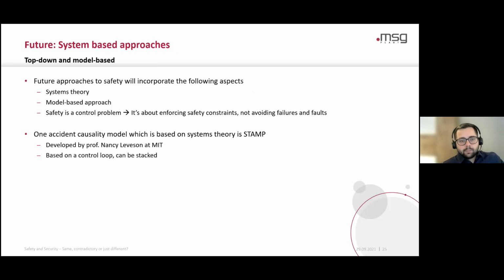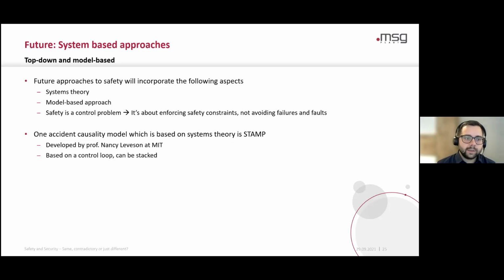Are there any other intentions to tackle that problem of safety in modern systems? Yes, we can apply approaches based on systems theory, model-based approaches, and the first and most important thing is that we consider safety as a control problem. We need to enforce certain safety constraints. This must be our goal, and not avoiding failures and faults. Our goal must be to say, okay, this is the state of the system that is safe, and we need to do everything so that this state is kept.